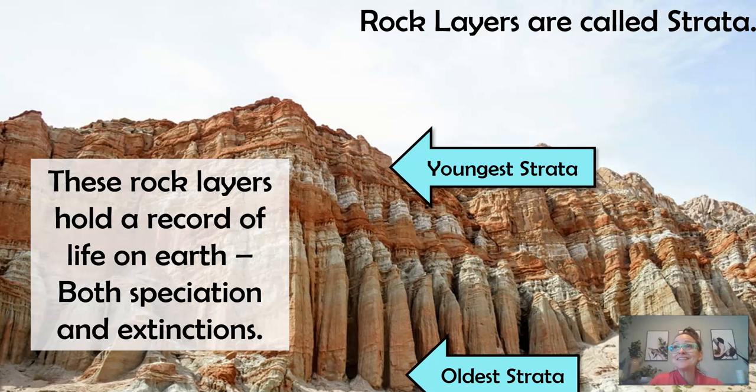And we can find times of rapid speciation, when lots of new species diverge in the fossil record, and we can also see times of extinction. So that's really what we're going to be talking about.